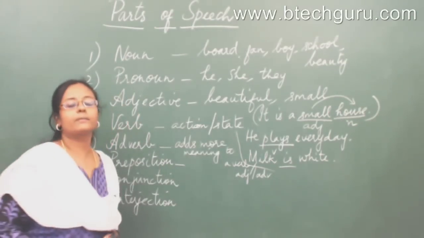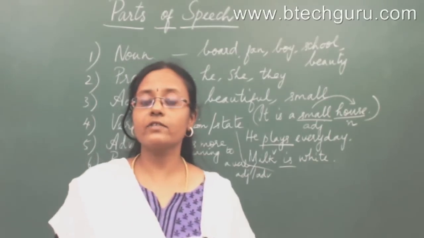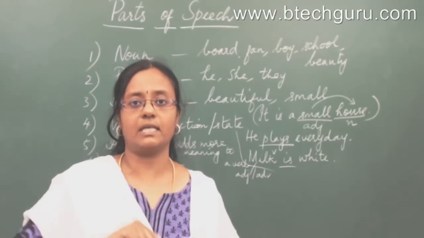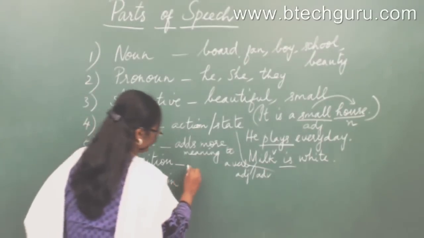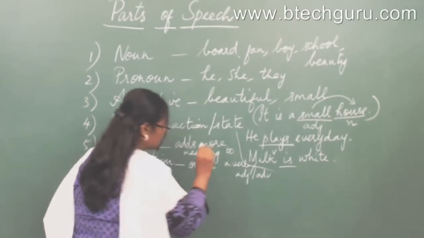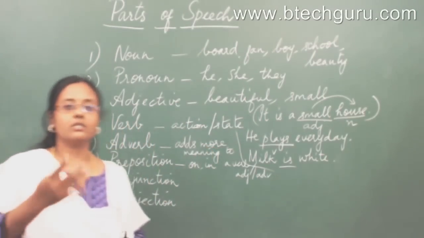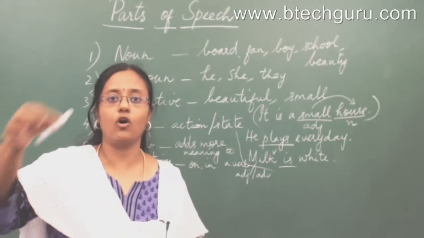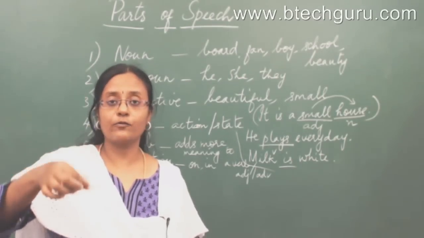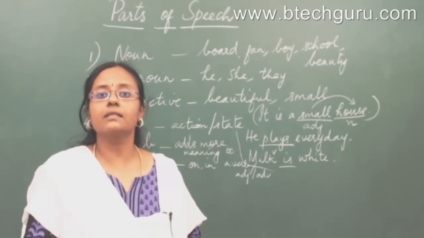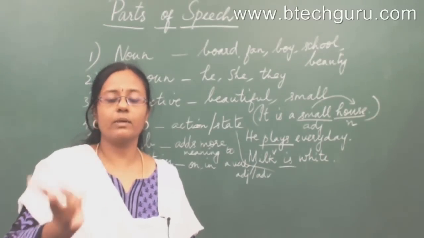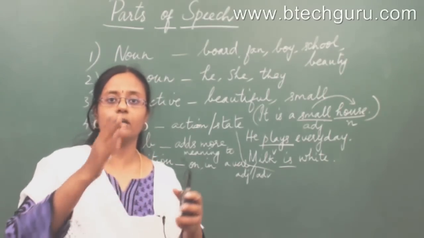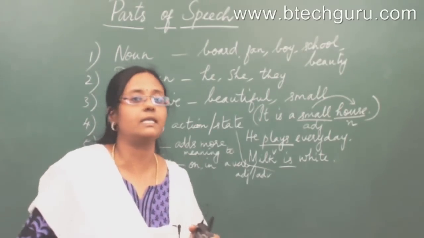Preposition. Preposition is a word that gives the relationship between a noun or a pronoun and some other word in a sentence. On, in. See, but this preposition changes the entire meaning of this sentence. If I say the pen is on the table, on is the preposition. It is different from if I say the pen is under the table. So, changes the meaning entirely, you see, on, under. So, it brings out the relationship between a noun or a pronoun and some other word in a sentence.